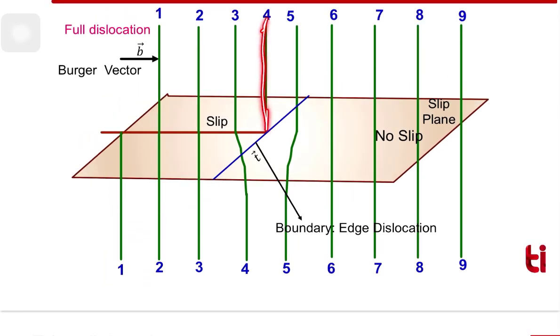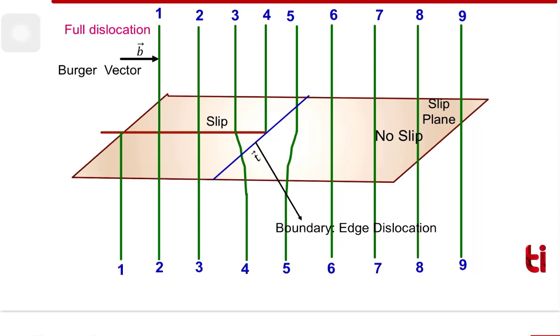This fourth plane is an incomplete plane, and there is a distortion that has been created just parallel to the other parallel planes. So it is a complete translation, one interatomic spacing translation, and we are calling it a full dislocation. And this again is a Burgers vector, and this is a unit vector t. We call it an edge dislocation boundary.